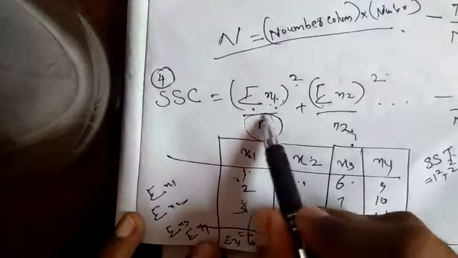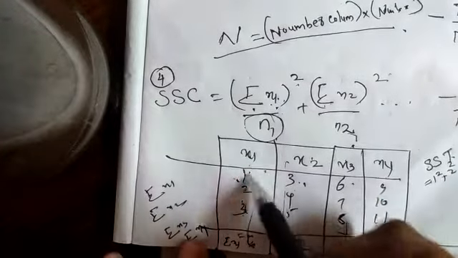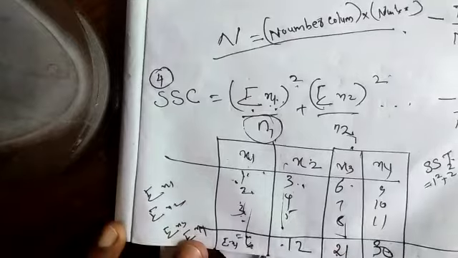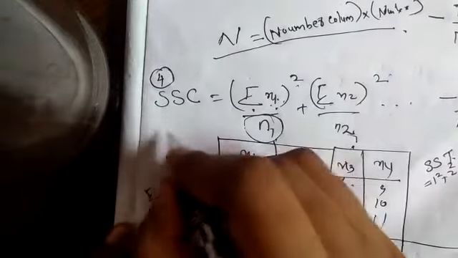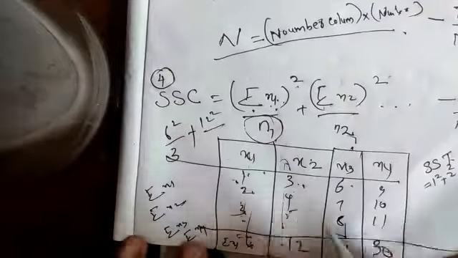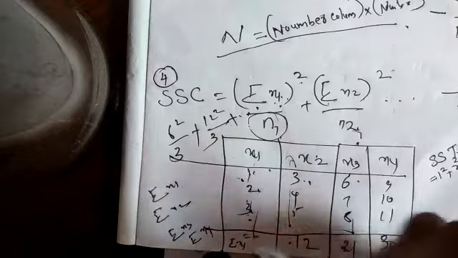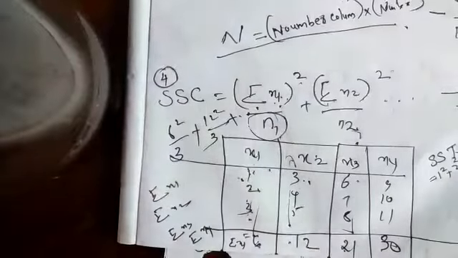So divided by n1, meaning how many observations? n1 means 1, 2, 3 observations. So 6 square by 3 plus 12 square by 3 plus etc. This is the finding, how to find SSC.